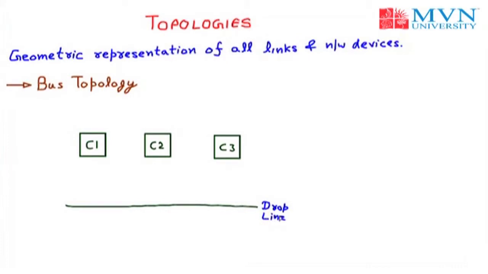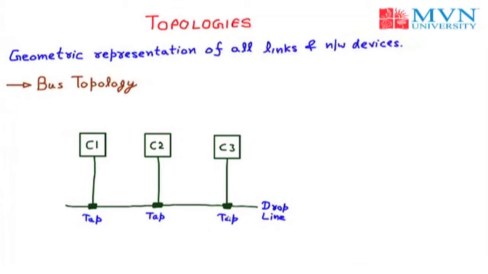Now all the computers are connected to that drop line with the help of a tap. For example, C1 is connected with the drop line, and the device which connects C1 with the drop line is called the tap. In a similar fashion, C2 and C3 are also connected with the drop line with the help of taps. So this type of topology is called the bus topology, in which all the computers are connected with a single drop line with the help of taps.